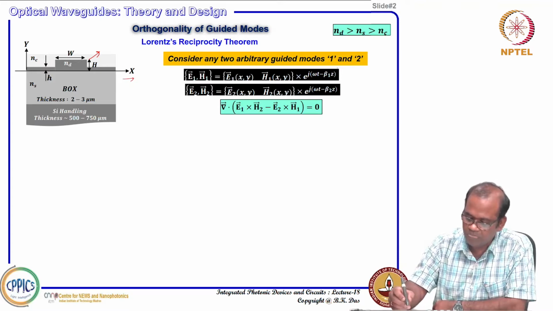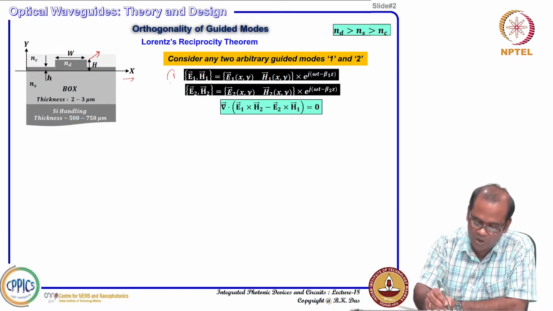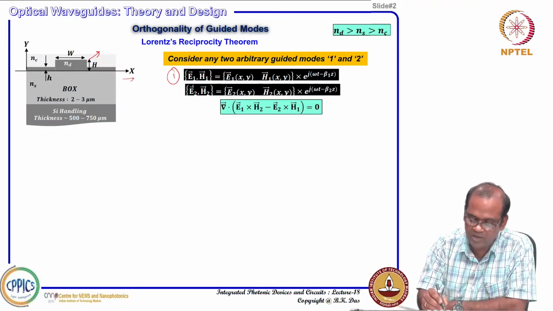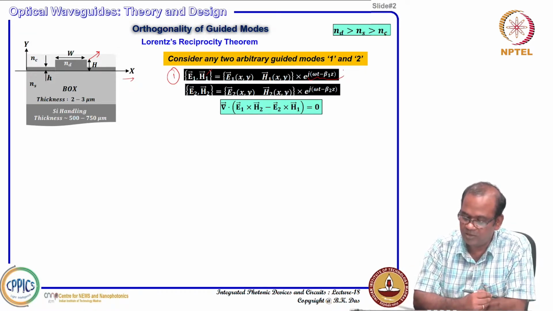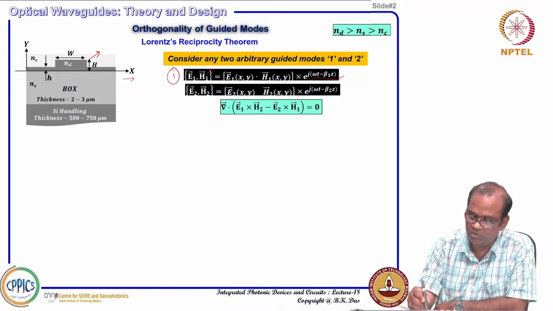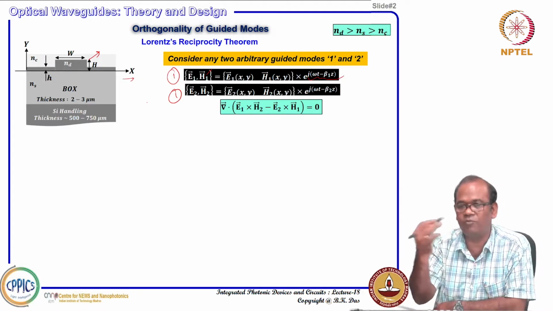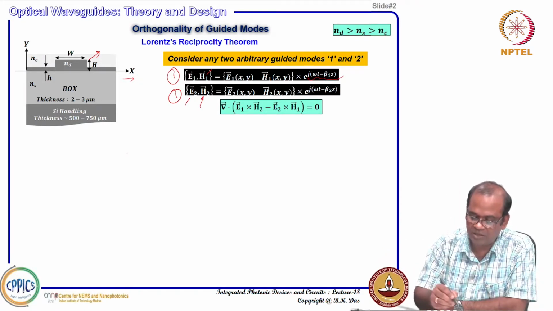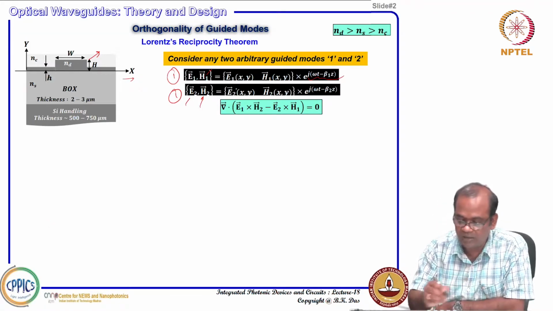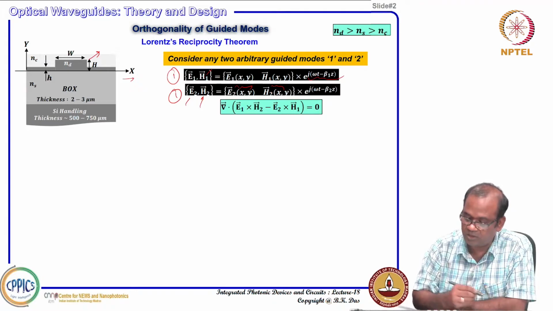The first guided mode we designate as mode 1, where the associated electric field vector is E1 and the magnetic field vector is H1. The entire vector field has an xy-dependent mode profile and a traveling wave factor, that is, omega t minus beta 1 z. Both are multiplied with the magnetic field and electric field. Similarly, for mode 2 you consider another mode where the electric field and associated magnetic field are designated E2 and H2, with their own xy distributions.